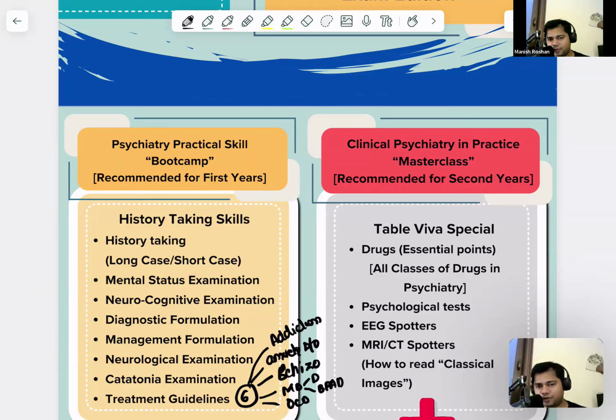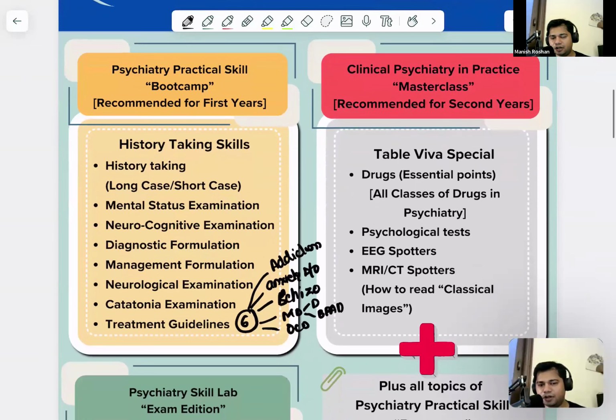Now, if someone enrolls for the master class part, apart from what has been covered in the boot camp, in addition they'll be getting the table viva special topics. These include drugs, the essential points of the drug. Always remember, this is a practice for the practical exams. So we are focusing on the practical exams. Here we don't need in-depth knowledge. Rather, we should be aware of specific points and what can be asked in the examination. So we'll be covering all classes of drugs in psychiatry, their specific points, essential points.